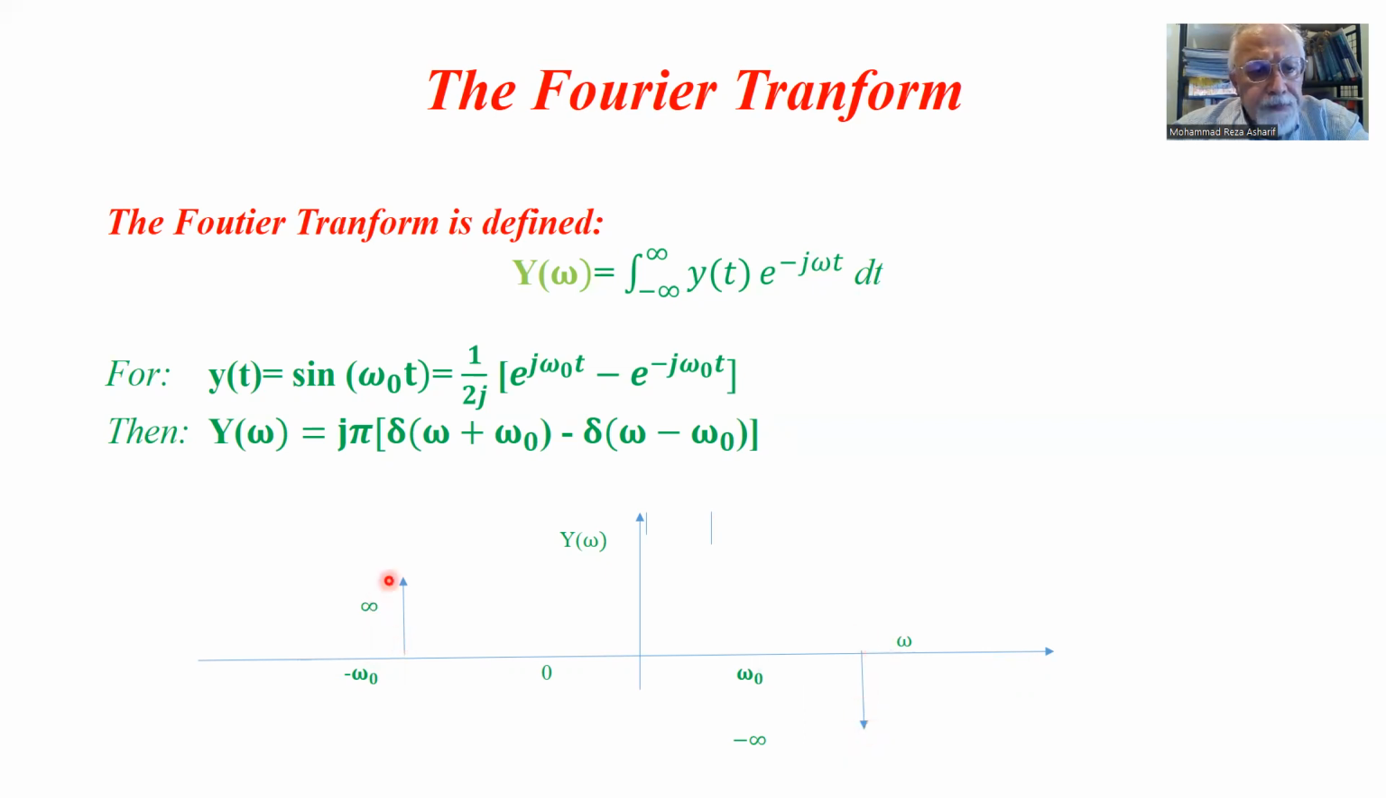This is going to infinite and minus infinite. This is our signal with the frequency omega 0, starting from minus infinite to plus infinite. Anyway, the Fourier transform will be two impulses like this.